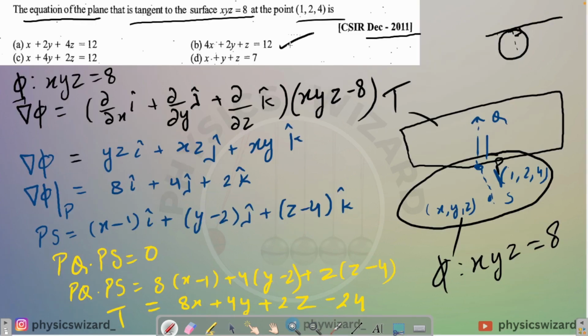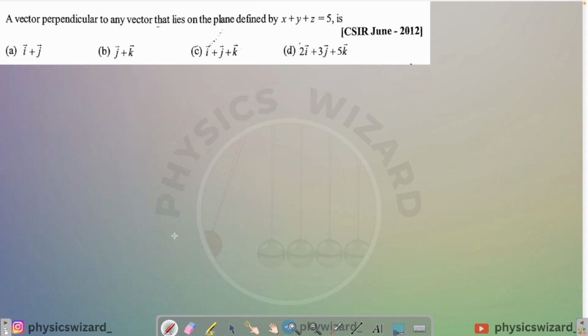Actually we have to write the equation always in simple form, like x plus y plus z equals 8. We can write it as 2x plus 2y plus 2z equals 16. This is also the equation of the same plane, but we have to write it in simplest form. Now let's see the next question.